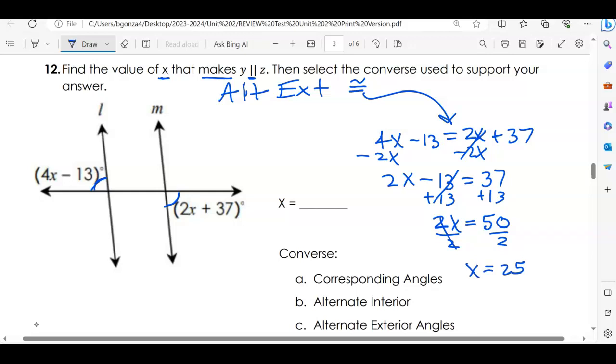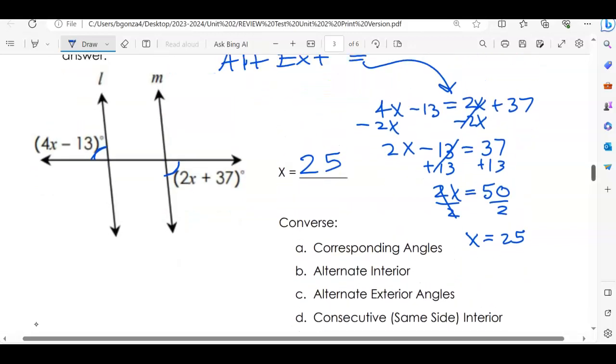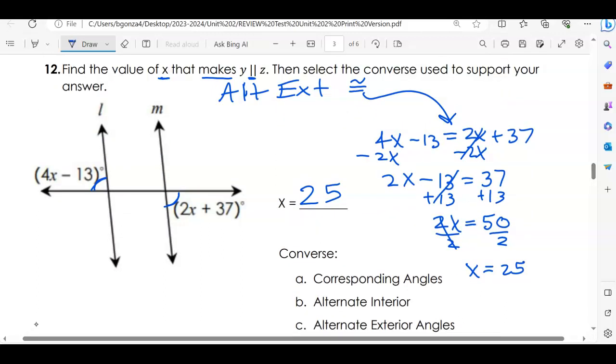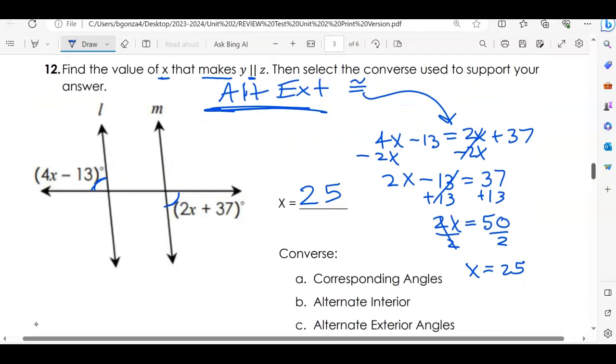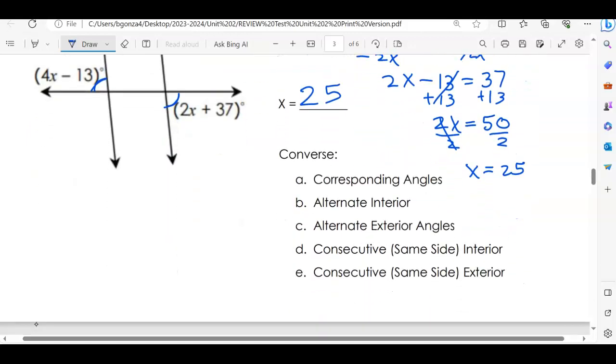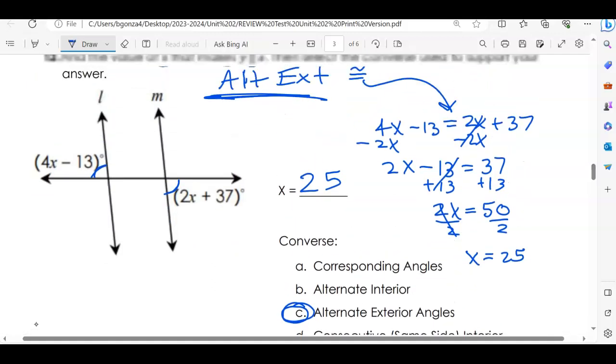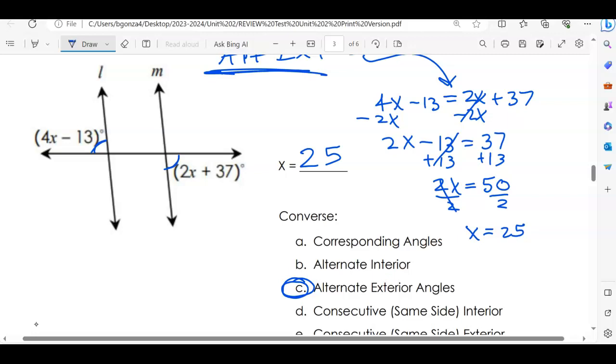All right. You could plug it back in to get those values, if you needed to. But bringing it down here, if x is 25, that means these two angles we know from the beginning are alternate exterior, and that would make them congruent. So the converse theorem we need is the alternate exterior angles converse, because that's what these angles are. Cool.